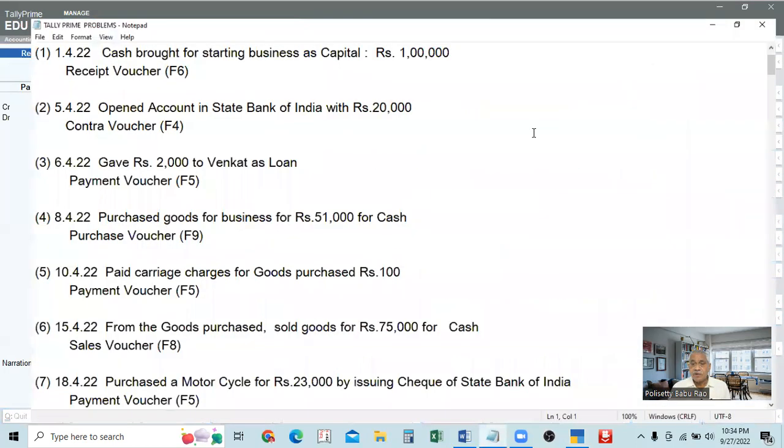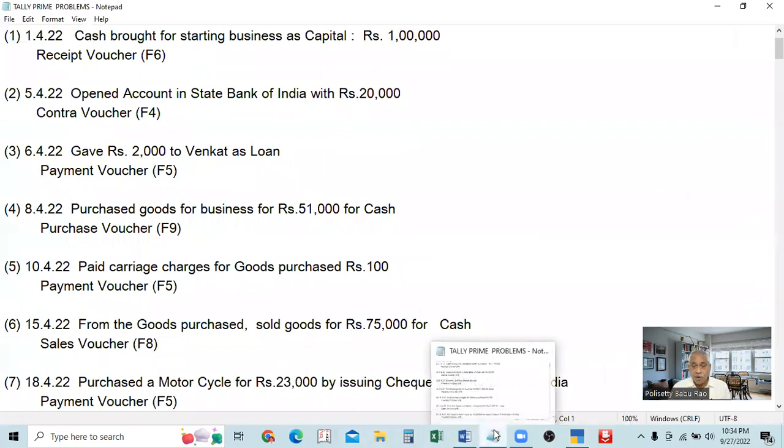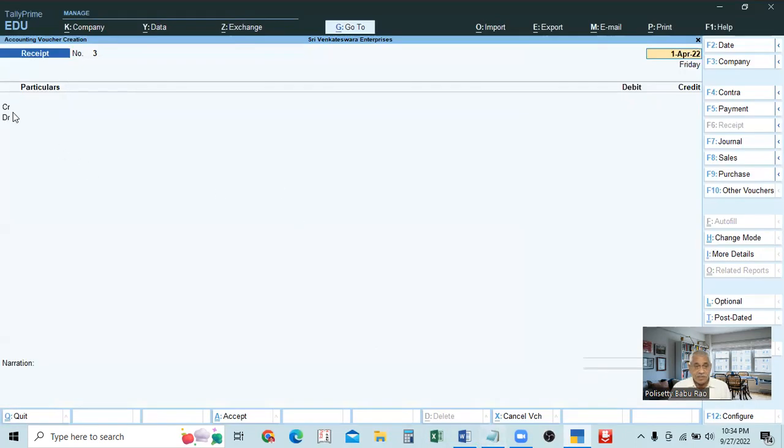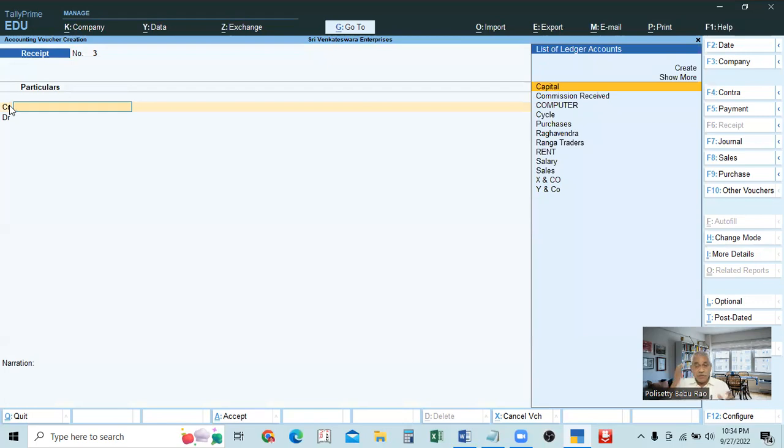Receipt means we are receiving cash. Here, how to enter the receipts. First, in the manual accounting, what we are doing is recording the transaction in the journal. When we enter a transaction in the journal, the same thing we do here also, because the rules are the same, but the method of recording is different.